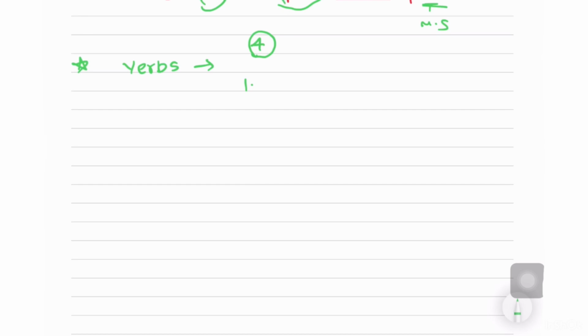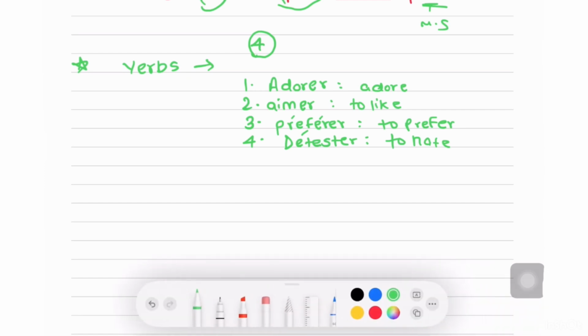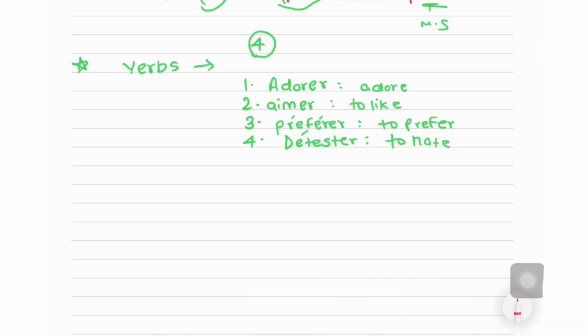First one is adorer. Second one is aimer. Third is préférer. And fourth one is détester. Now these verbs are really simple, okay, because you can easily translate them into English. Adorer obviously means to adore, right? Aimer means to like, préférer means to prefer, détester means to detest, that is to hate. Now what is common in all four of them is that we're talking about either liking a food item or not liking, which is hating a food item.